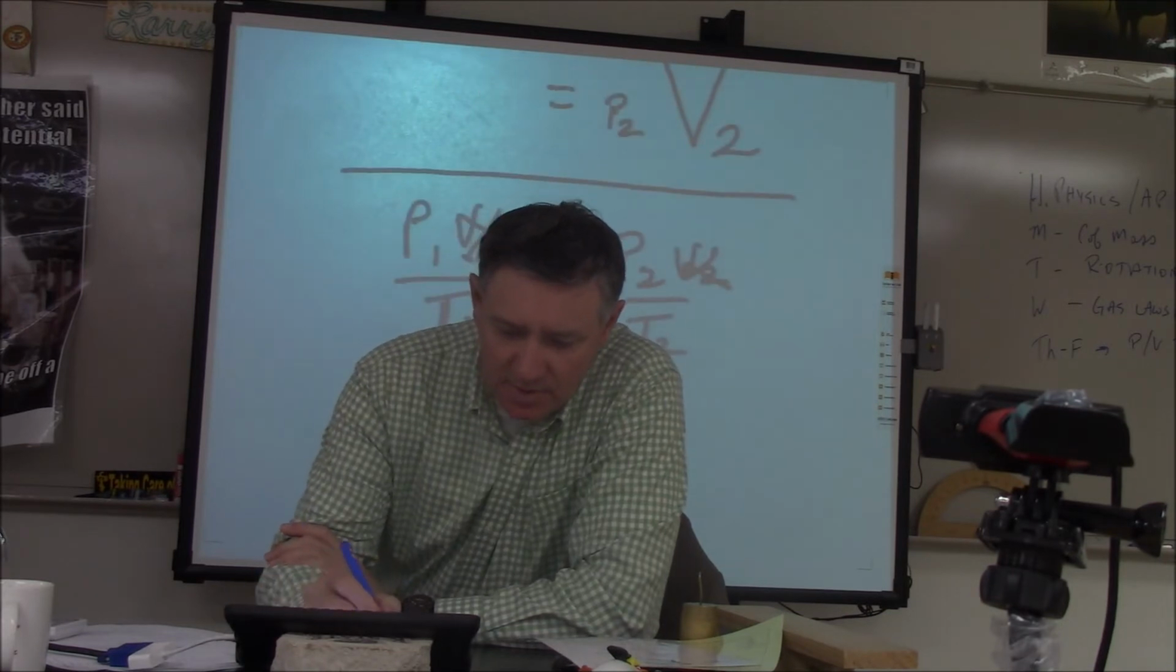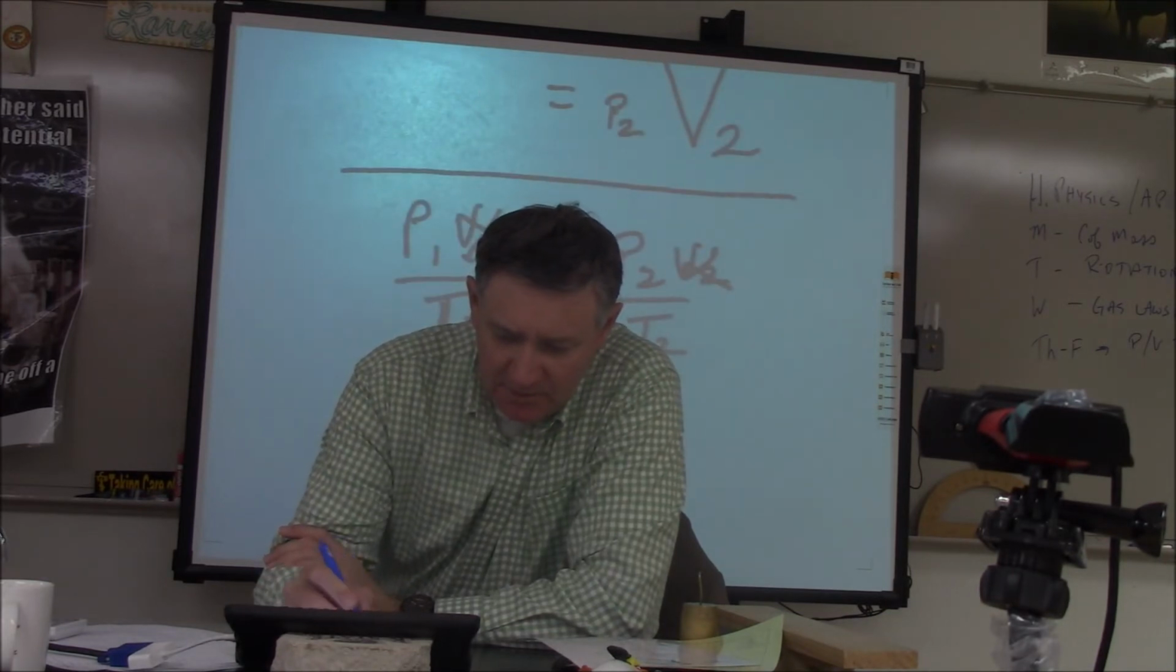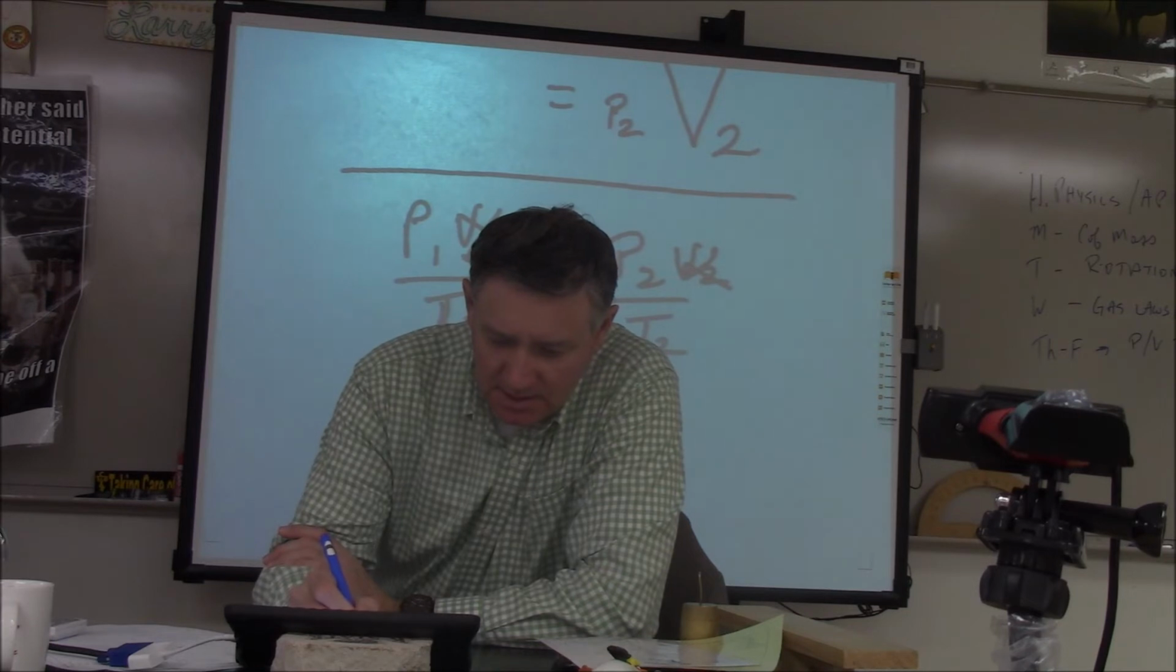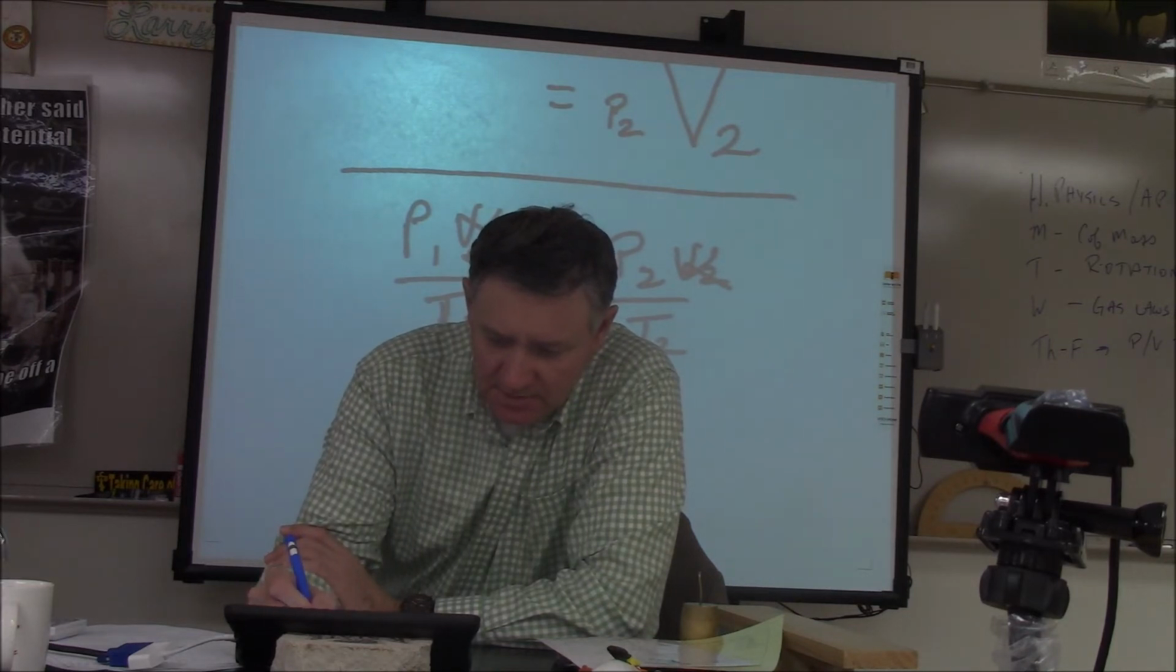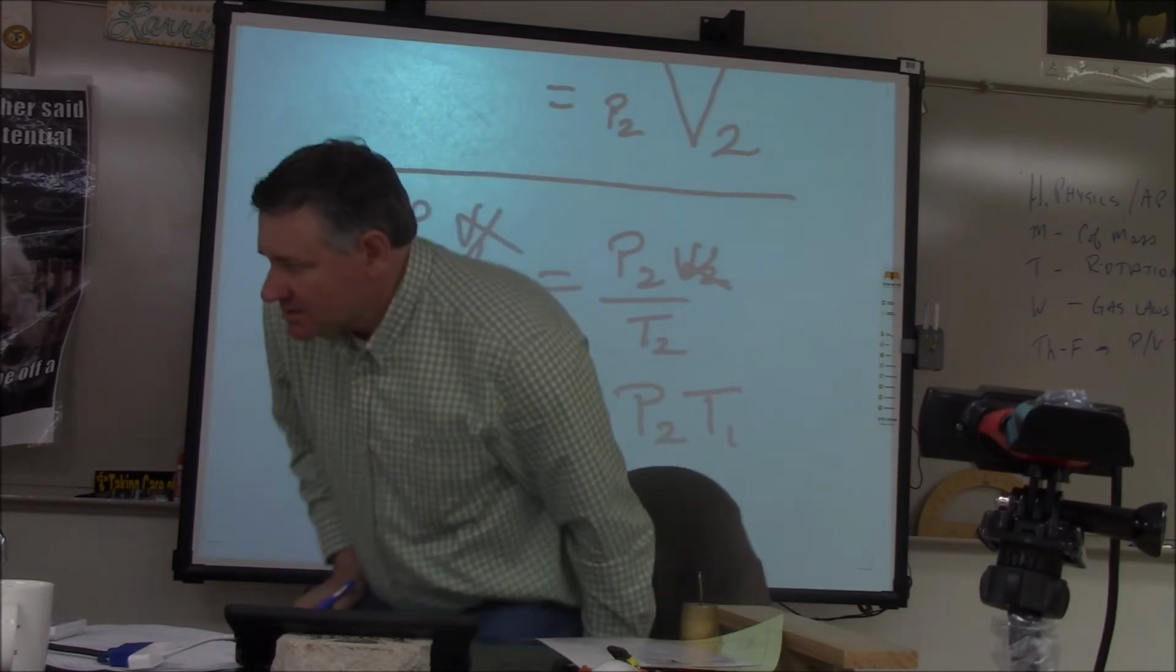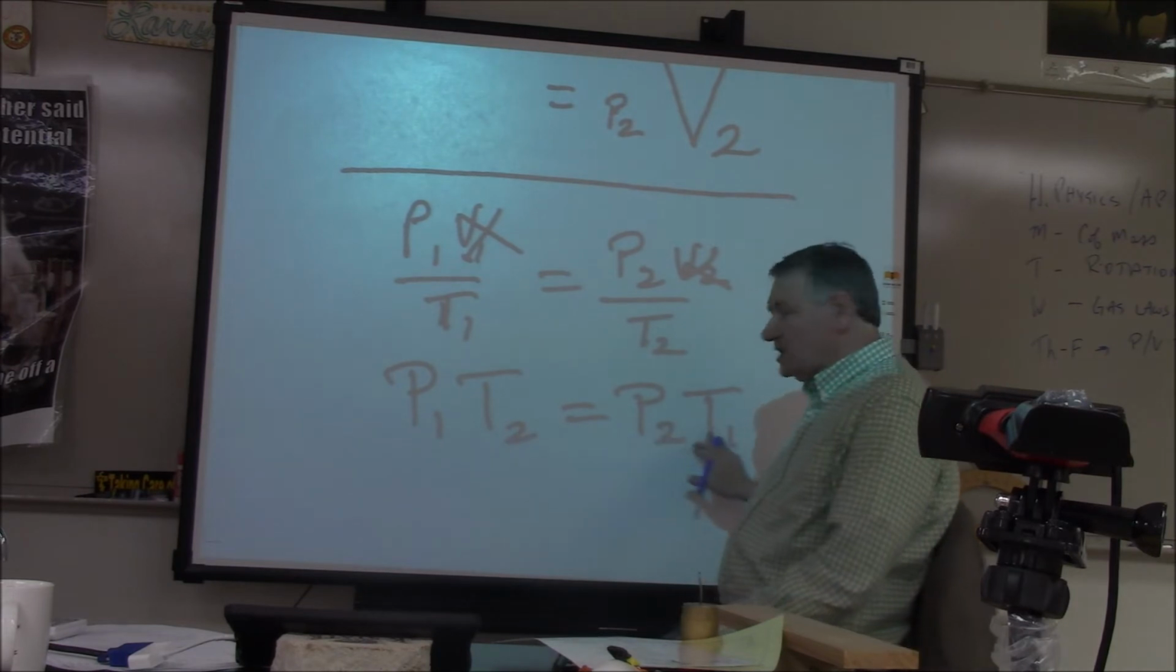So then I'm going to cross multiply, and I'm going to have P1 T2 equaling P2 T1. Okay, now, so notice that there's an equality sign here.